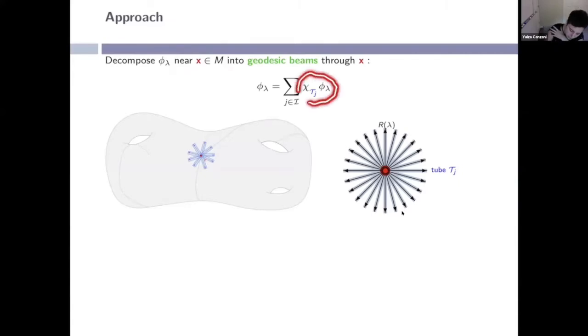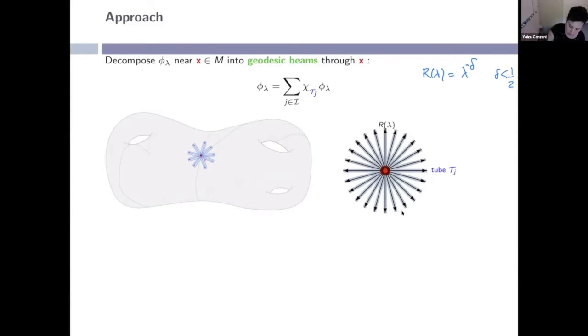So each of these elements is what we call a geodesic beam. And the way in which we build them is as follows. So you have this point here, X, and this is a picture in S_X^* M if you want. And then what you're going to do is give yourself a radius function. This radius r(λ) is going to go to 0 like λ to the minus δ. δ needs to be strictly smaller than 1/2, but for the purposes of the talk, you can think that δ is exactly equal to 1/2.